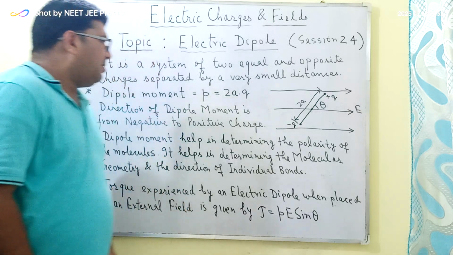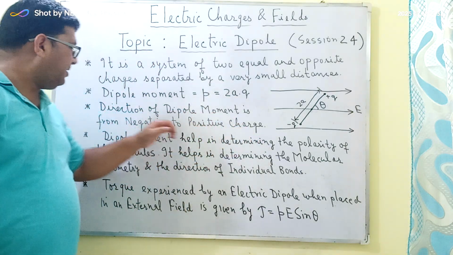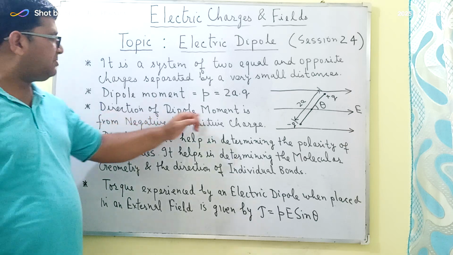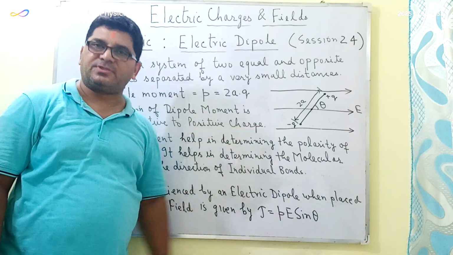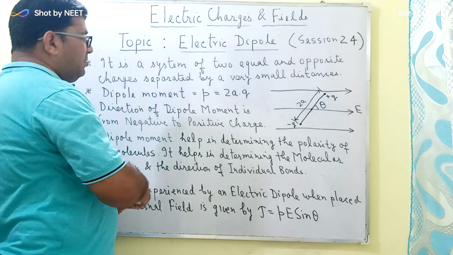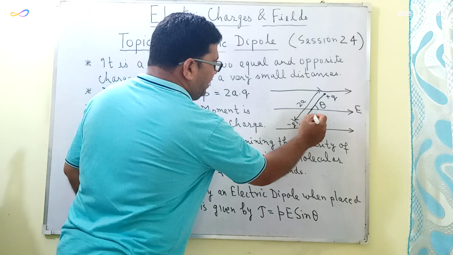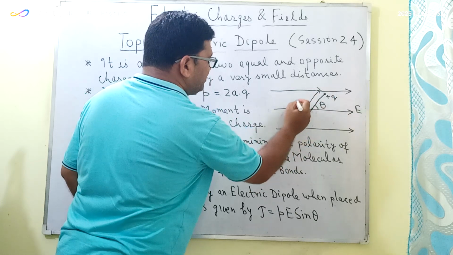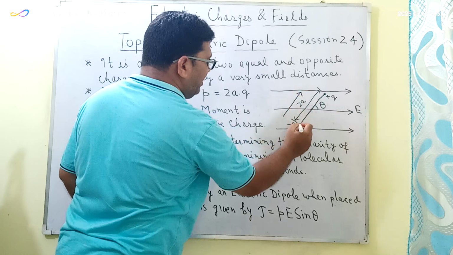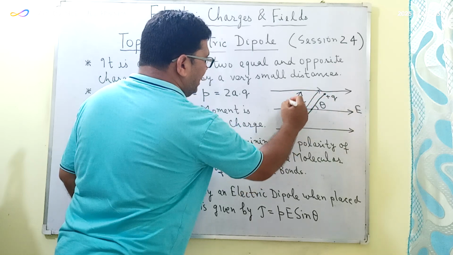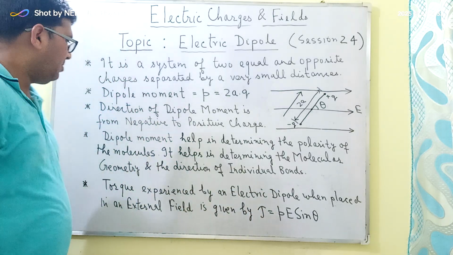Now dipole moment is a vector quantity, and by convention the direction of the dipole moment is taken from negative to positive charge in physics. So the direction of the dipole moment will be from this negative charge towards the positive charge, like this. So in this case, the direction of the dipole moment will be from negative to positive, as indicated by this arrow.